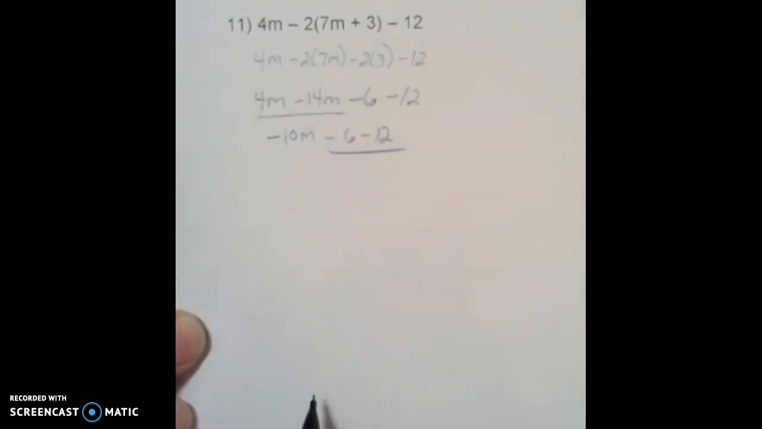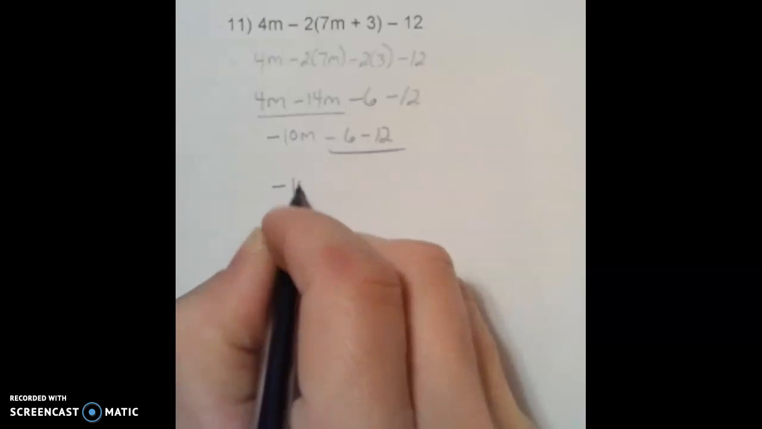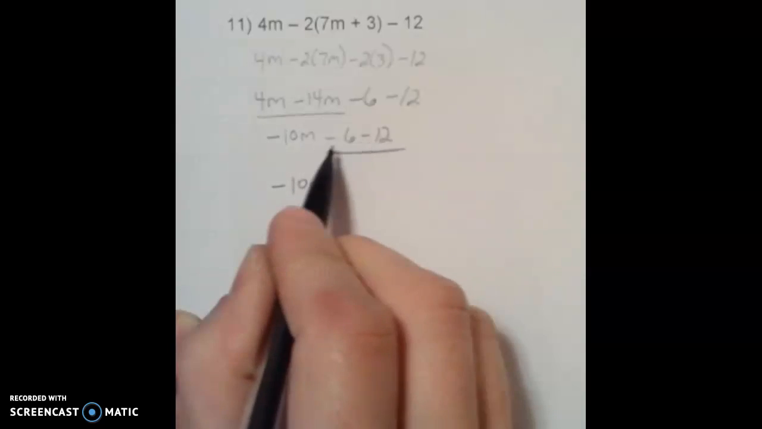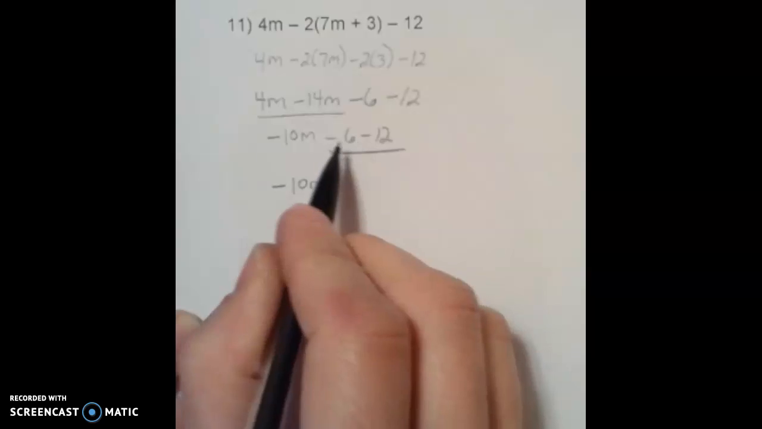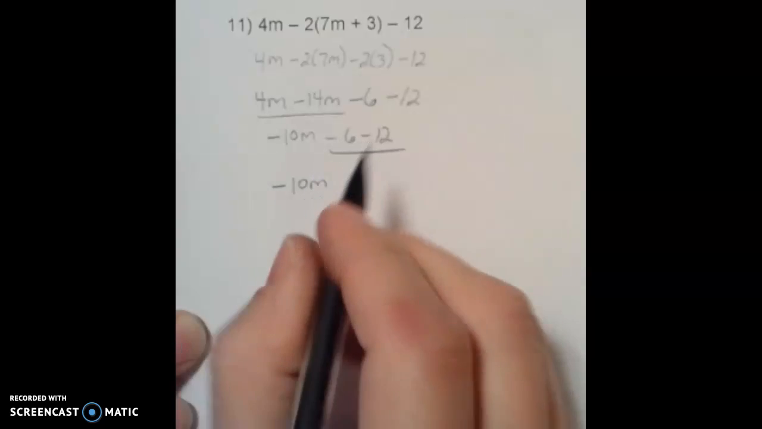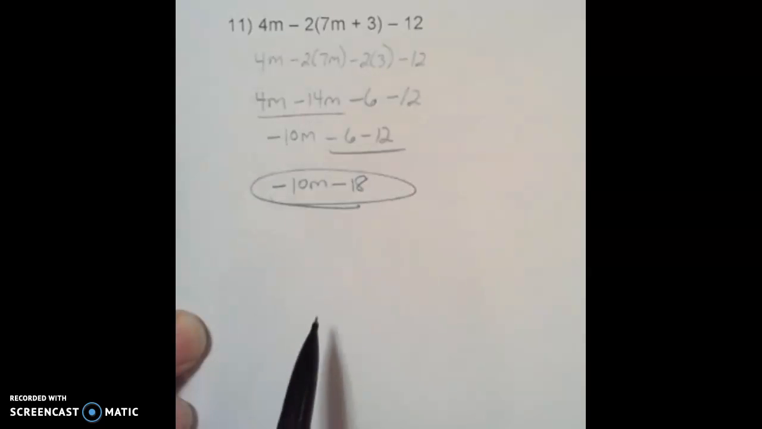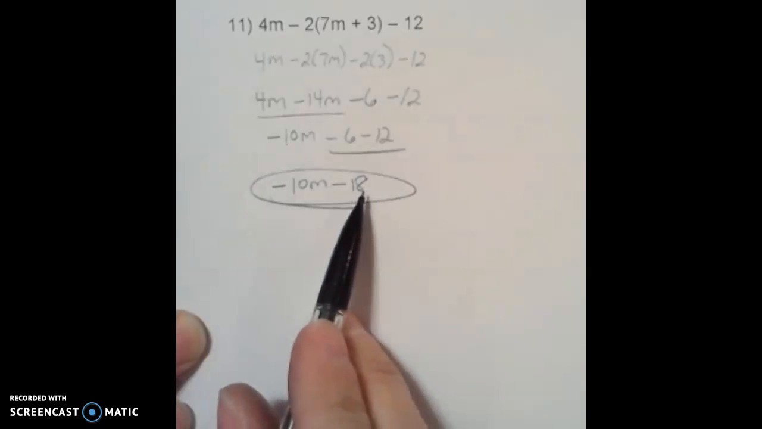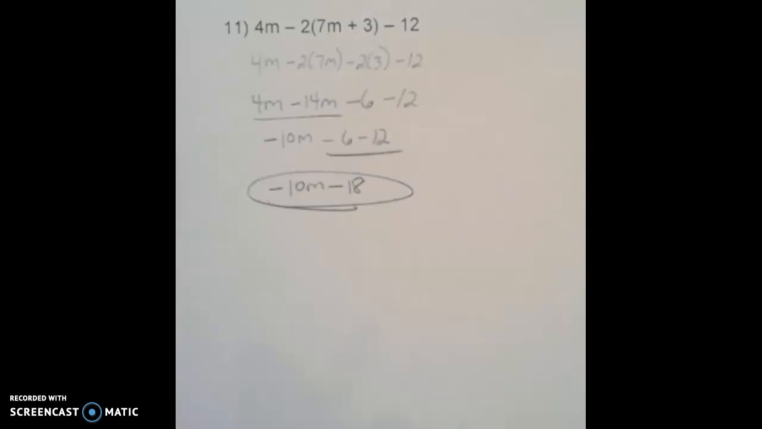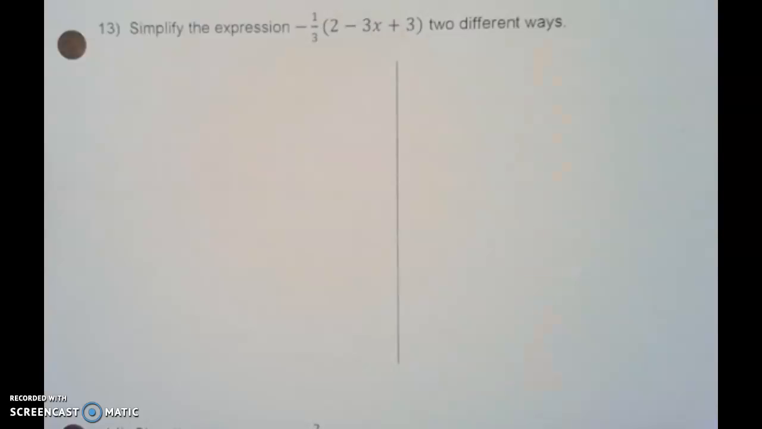And then we can combine our constants. So I'll bring down the negative 10m. These have the same sign, so I'm going to add them together. Negative 6 and negative 12 is negative 18, so I'm going to write minus 18. And then that's our simplified expression. Variable terms and constants can't combine, so we end up with a new expression, negative 10m minus 18.